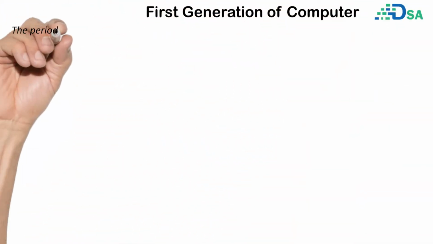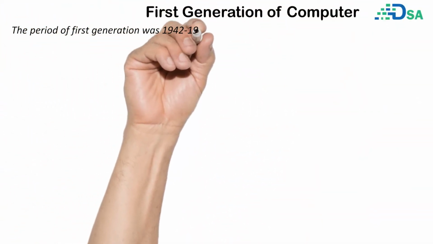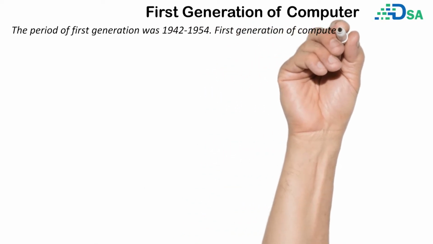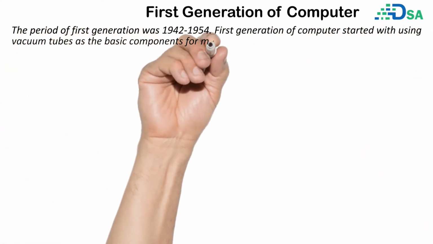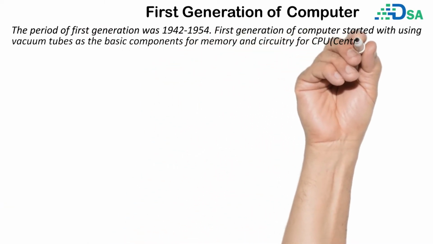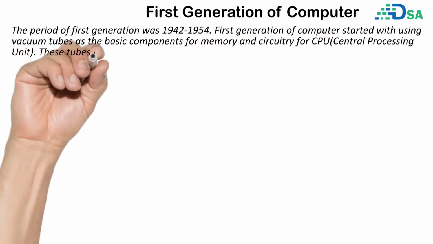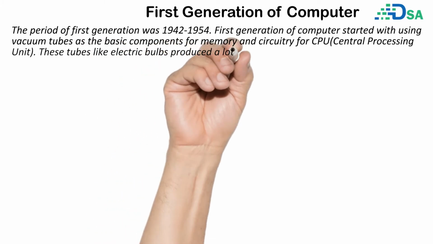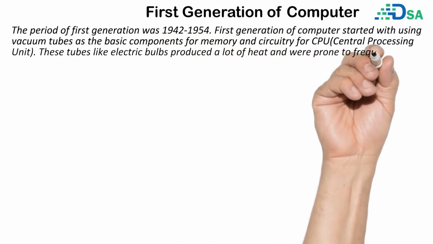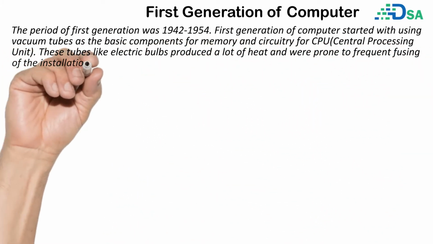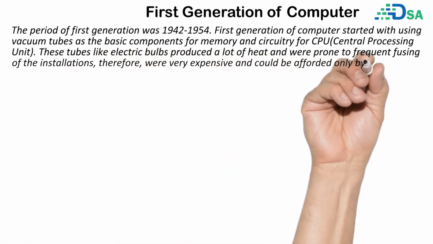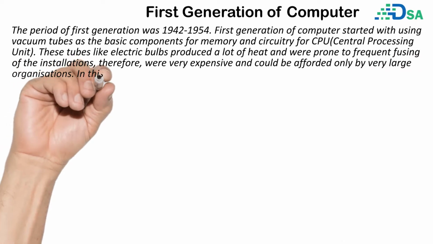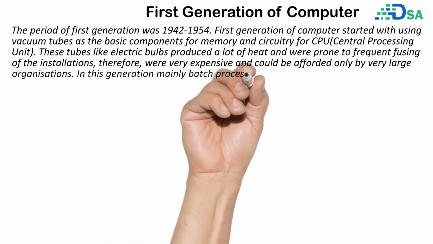First generation of computer. The period of first generation was 1942 to 1954. First generation of computer started with using vacuum tubes as the basic components for memory and circuitry for CPU, Central Processing Unit. These tubes, like electric bulbs, produced a lot of heat and were prone to frequent fusing of the installations, therefore, were very expensive and could be afforded only by very large organizations.